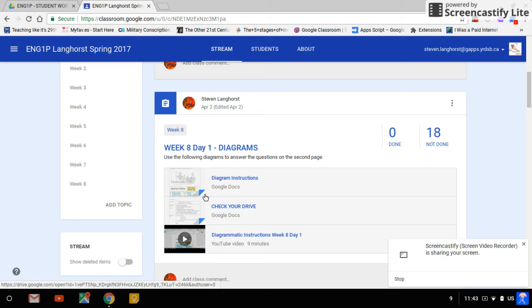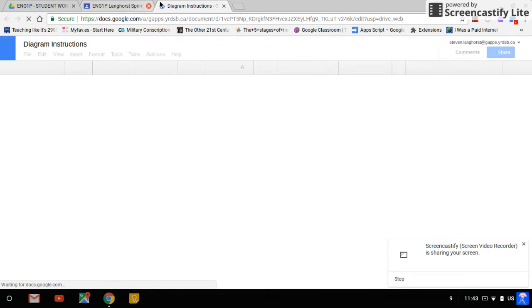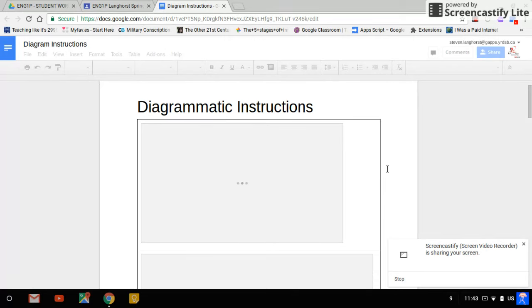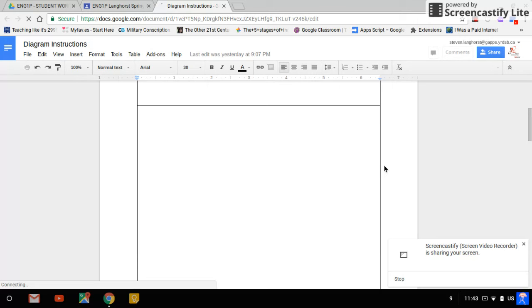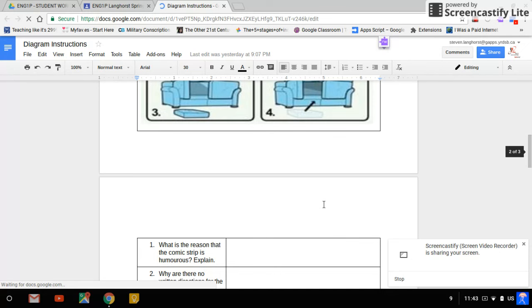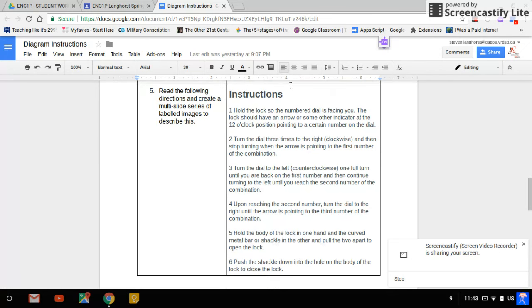Clean it up, please. Second, for people who weren't here yesterday or people who haven't finished the diagrammatic instruction from yesterday, I can see what you've done and what you haven't done. This particular assignment is pretty straightforward. You should work through this. It needs to be done. Also pretty straightforward, especially the last part here, creating diagram instructions using these instructions of how to open a combination lock.